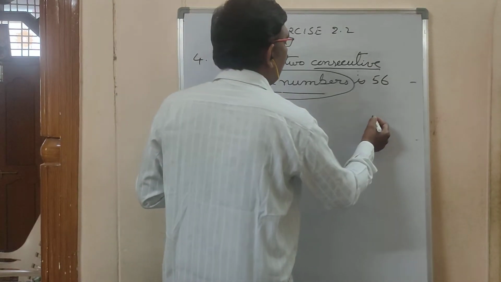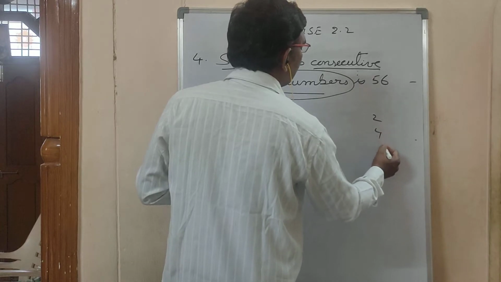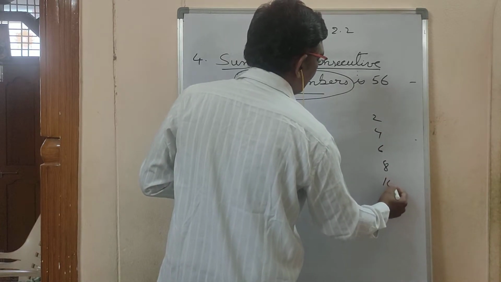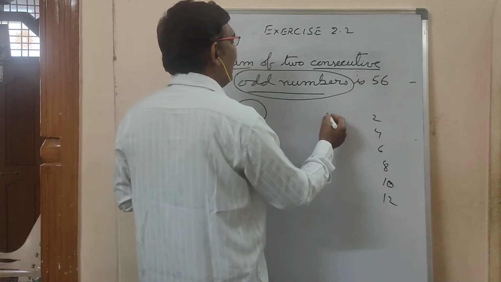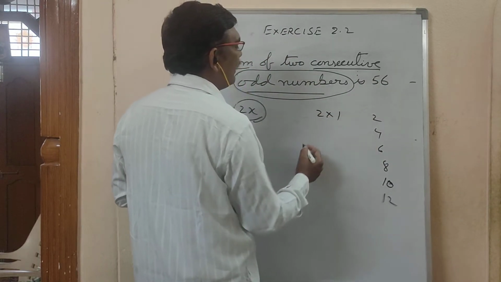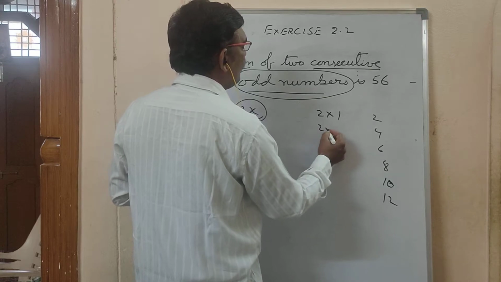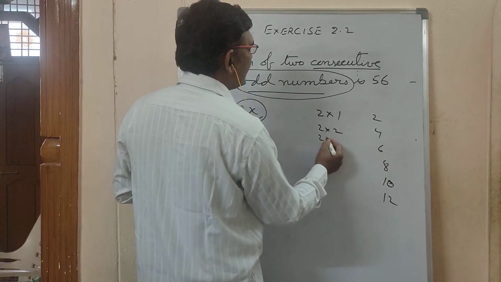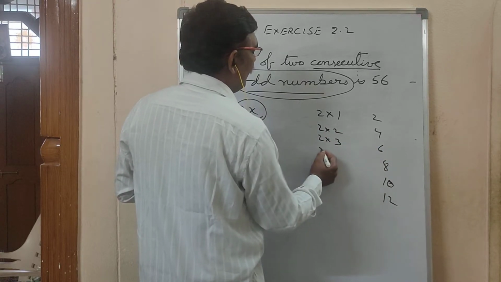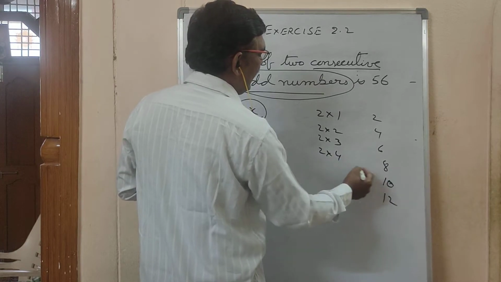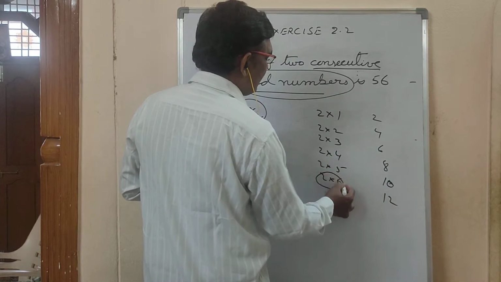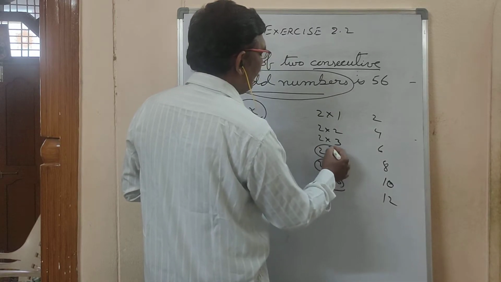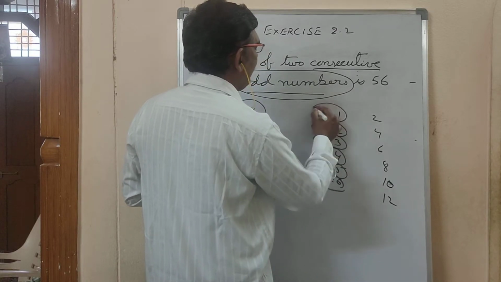So, if anyone asks you to write an even number, these are all even numbers or not? 2: how can I write 2? 2 into 1. How can I write 4? 2 into 2. How can I write 6? 2 into 3. 8 is 2 into 4. 10 is 2 into 5. 12 is 2 into 6. Means any even number we can write in the form of 2 into x.